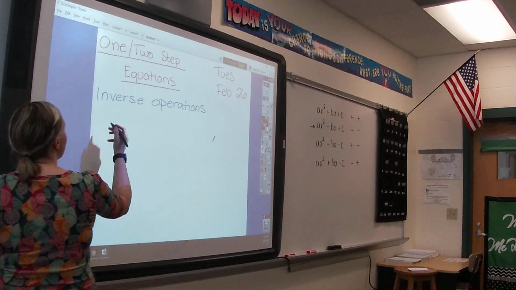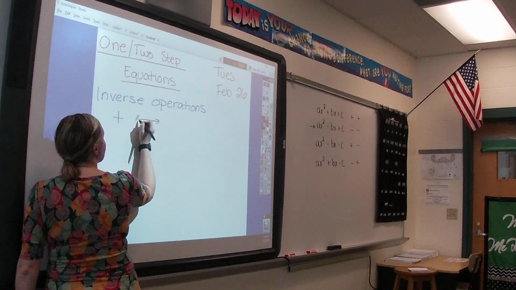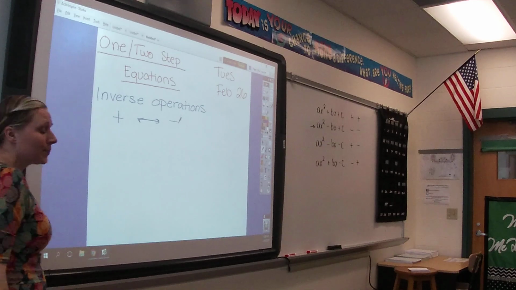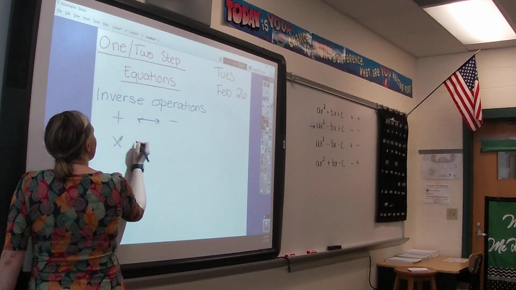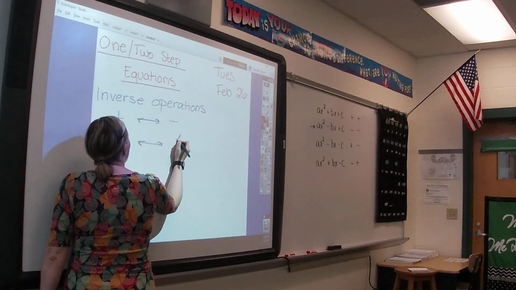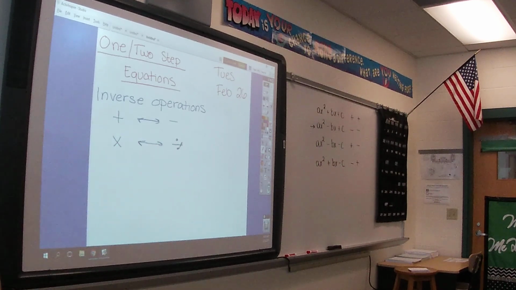Inverse operations are addition and subtraction. They undo each other, right? If I add 20, to undo it, I take away 20. And multiplication and division undo each other. There are other inverse operations. We're just not going to need them yet.